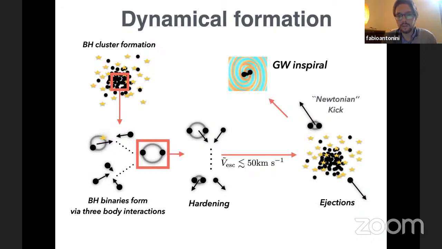And you can show that for systems with an escape velocity which is less than 50 kilometers per second, so most globular clusters actually, a large fraction of these binaries will be ejected from the star clusters before they merge. So a large fraction of the binary black hole mergers that are produced in globular clusters are produced early on during the evolution of the cluster. They are ejected and then they merge eventually after many gigayears from their formation in the local universe.